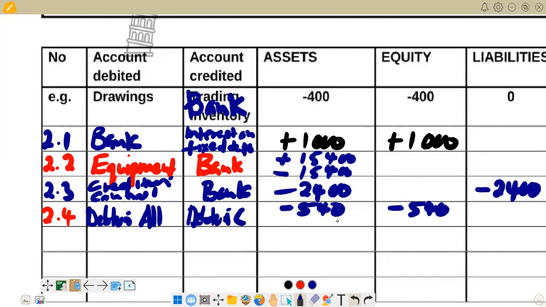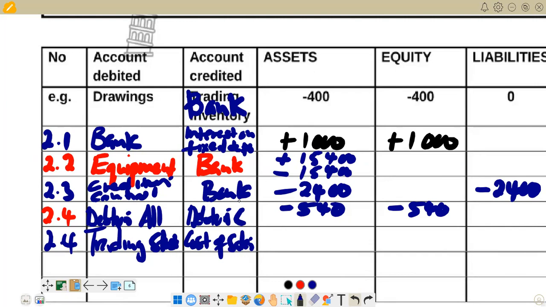Debtors control, and this was the effect on the accounting equation. Then, still on 2.4, we also debit the trading stock, and then we credit the cost of sales. Then we see now what is being affected.